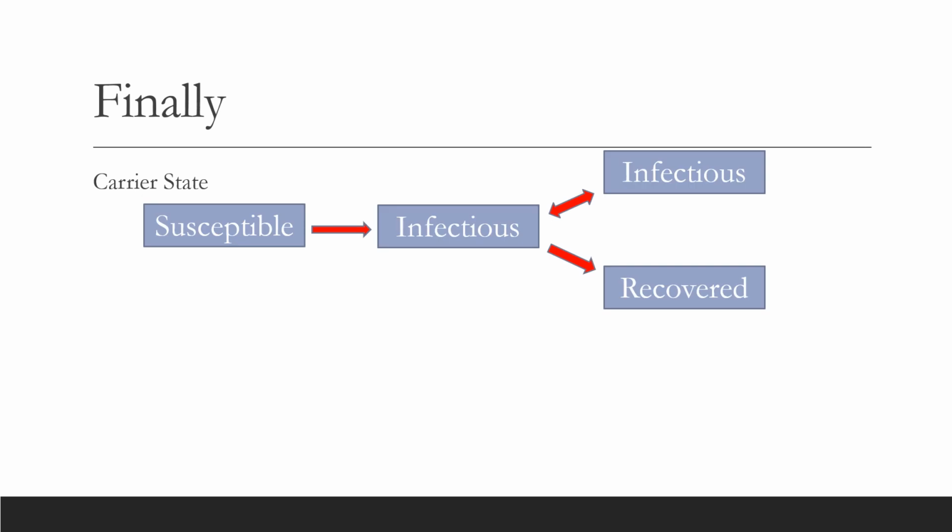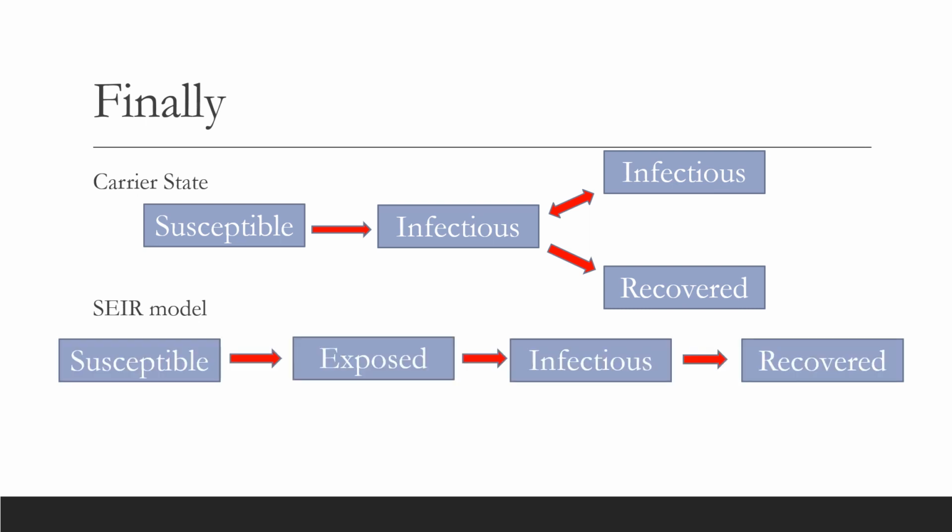Carrier state model. This model describes the situation where some people never completely recover and they continue to carry the infection. They move to the infectious compartment again and hence they continue to infect others in their carrier state. One such example is tuberculosis. The SEIR model. In many of the infections, there is an incubation period in which a person has been infected but is not yet infectious themselves, hence a new compartment, exposed.